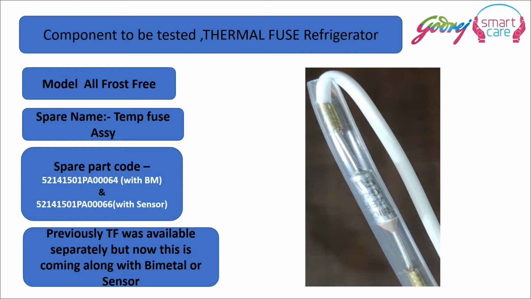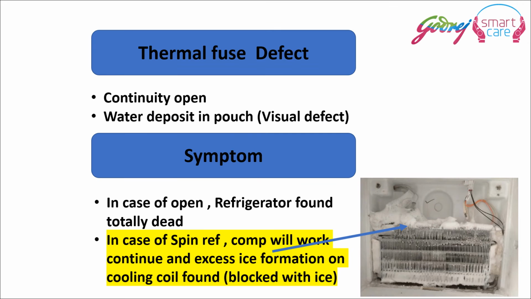This is the thermal fuse which is available on the coil. It is installed on the coil near to the heater circuit, and if there is excess ice formation, also we can come to know whether the thermal fuse is not allowing the heater to get on during the defrost cycle. That also can happen. So excess ice formation can also mean that the defrost cycle, even though it is happening, but the heater is not getting on. Heater not getting on could be due to the thermal fuse already blown.